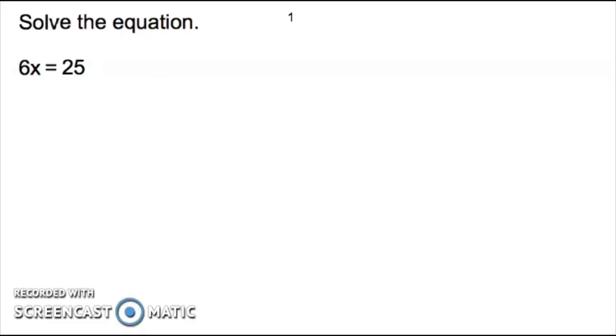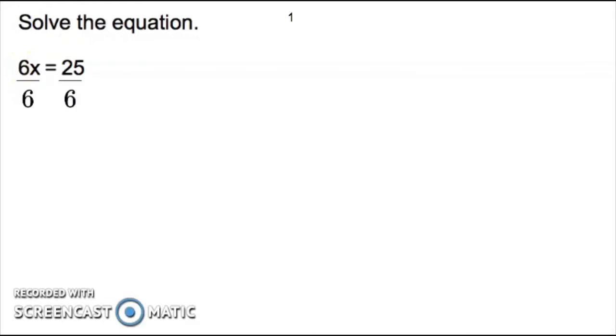Number 1 says solve the equation. Our equation is 6x equals 25. Now we have 6 in front of that x, and we kind of move it to get x by itself. Now 6 and x being next to each other means that they're being multiplied. So to undo that multiplying, we divide. So we divide both sides by 6.